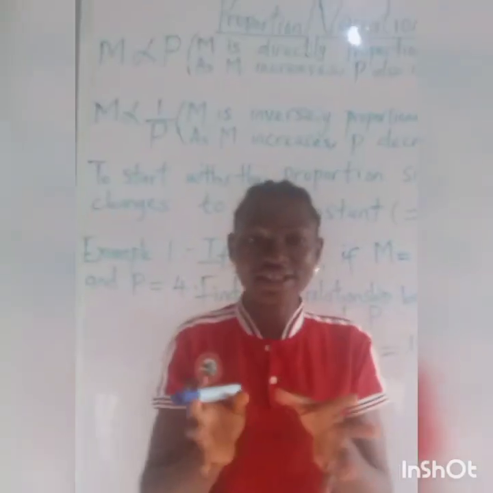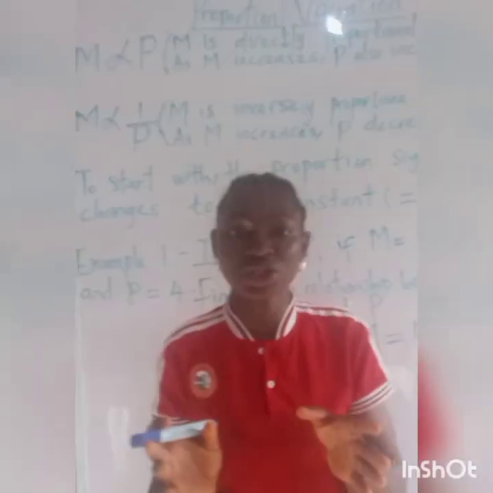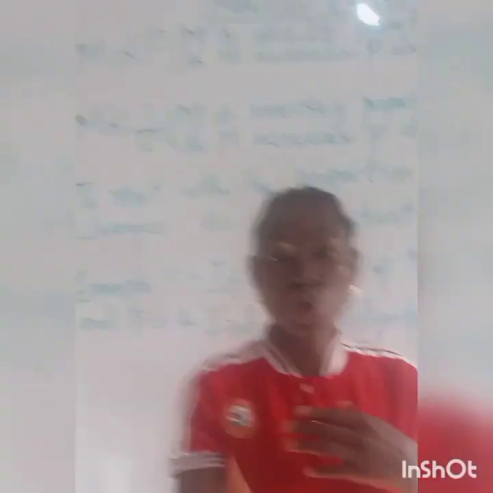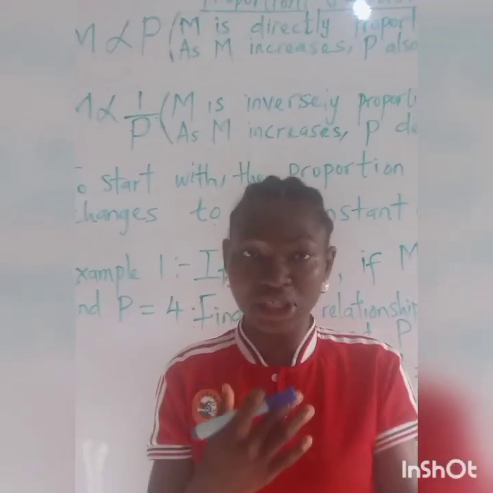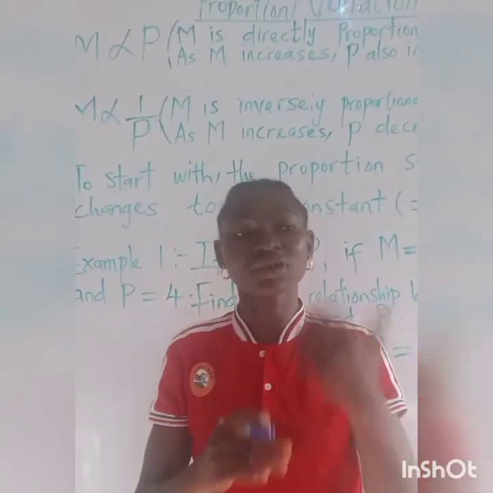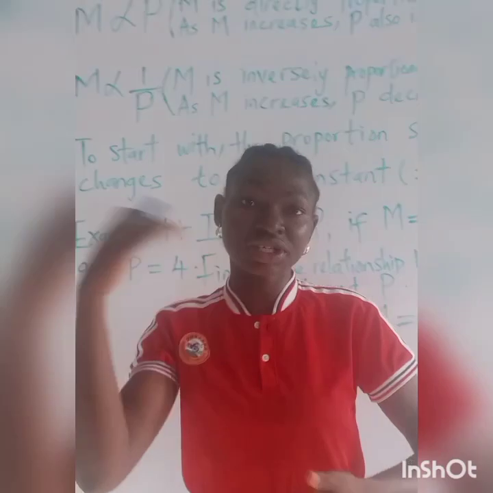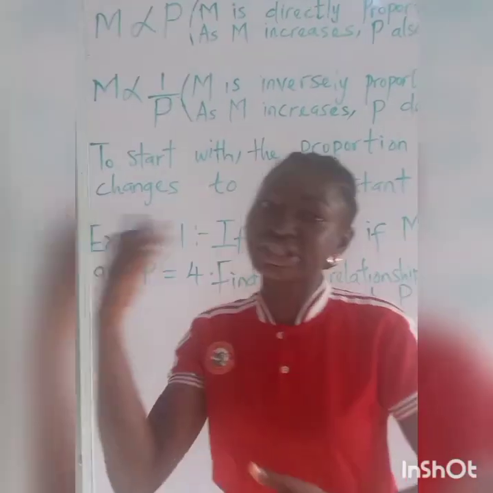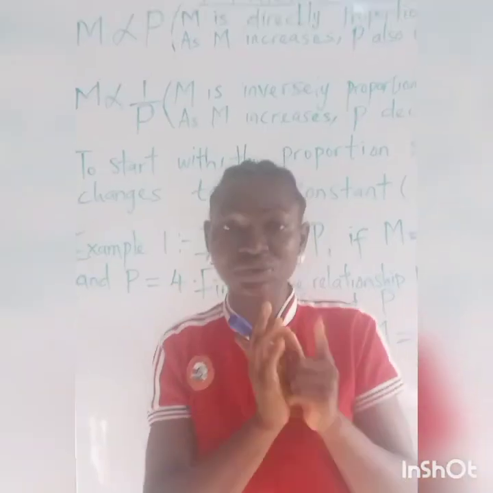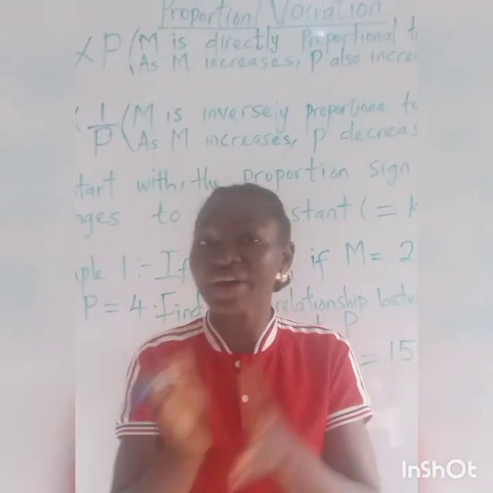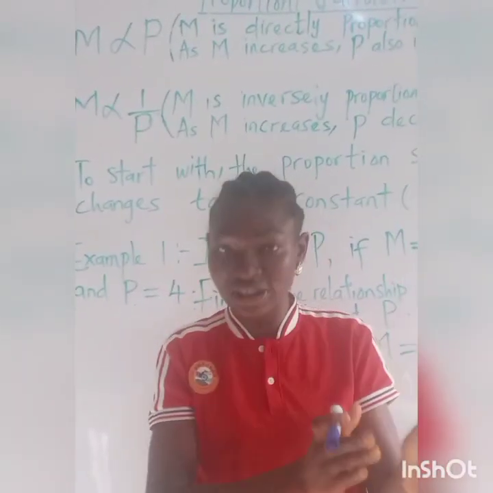Today's topic is proportion or variation, and proportion simply involves two variables being compared together. It is the ability to relate two variables, like the increase in one variable might lead to the increase in the other variable, or the increase in one might lead to the decrease in the other variable. And this will take us to what we call direct and indirect proportion, or inverse proportion.